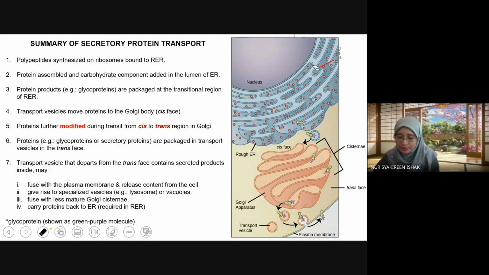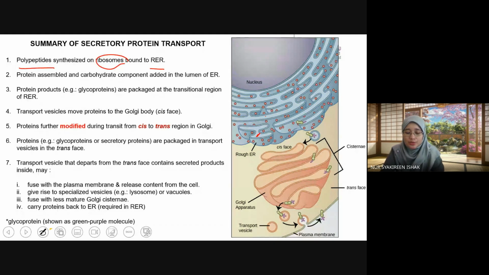Okay, to go through all the process. Polypeptide synthesized on the ribosome of the rough endoplasmic reticulum. As you can see from the structure, it has many ribosomes bound to the membrane of the rough ER. The function of the ribosome is to synthesize protein into the lumen of the rough ER. We call it cisternal space.